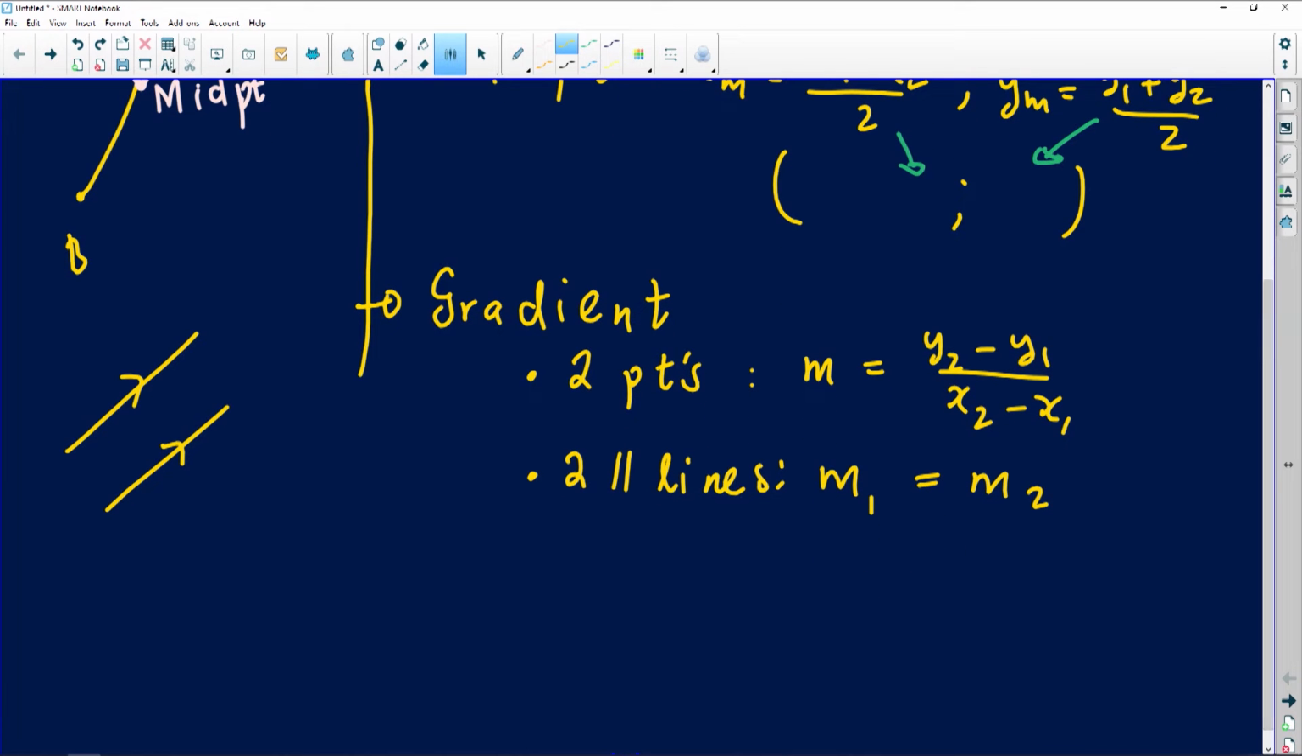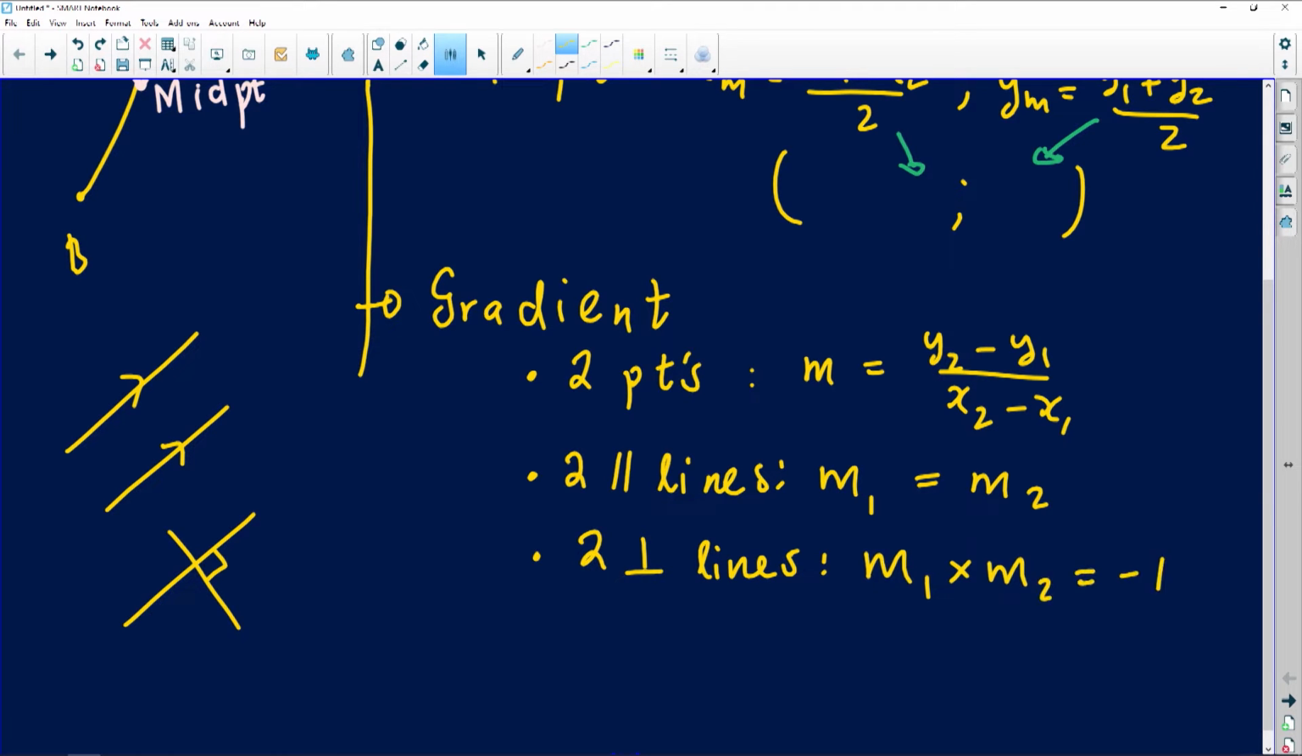And if you don't have parallel lines, you might have what we call perpendicular lines. If you've got 2 perpendicular lines, what do we know about perpendicular lines? Well, perpendicular lines are lines that meet each other at 90 degrees. So if you've got 2 lines that are perpendicular to each other, we know the product of the gradients will always give you an answer of -1.